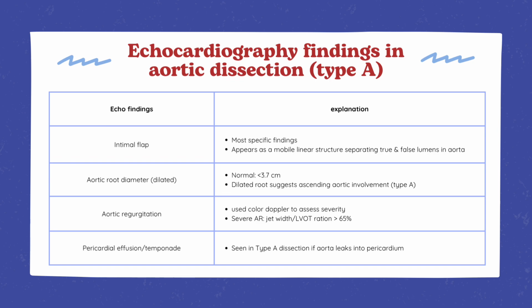Then aortic regurgitation, we can use color Doppler to assess severity. For severe AR, the jet width over LVOT ratio can be more than 65%. Lastly, pericardial effusion or tamponade, which we can see in type A dissection if the blood from the aorta leaks into the pericardium.